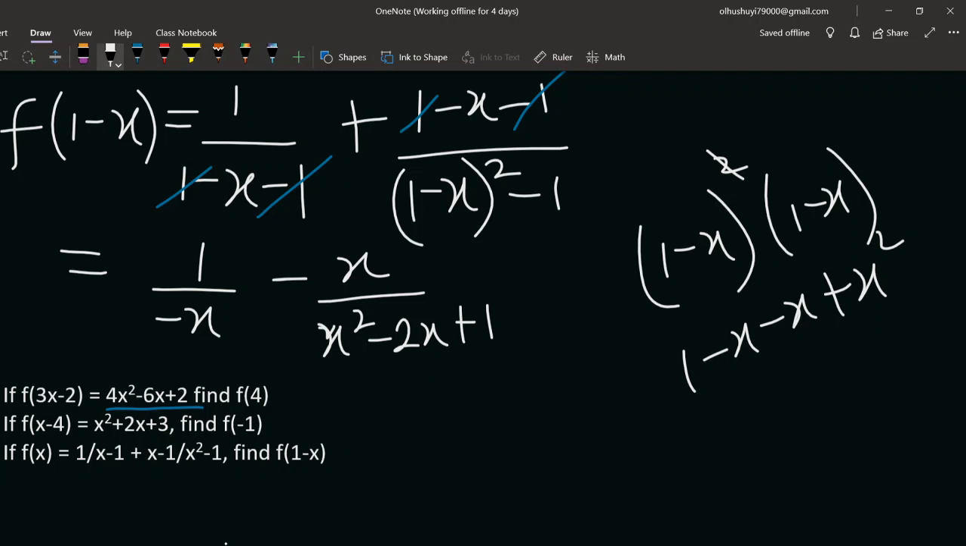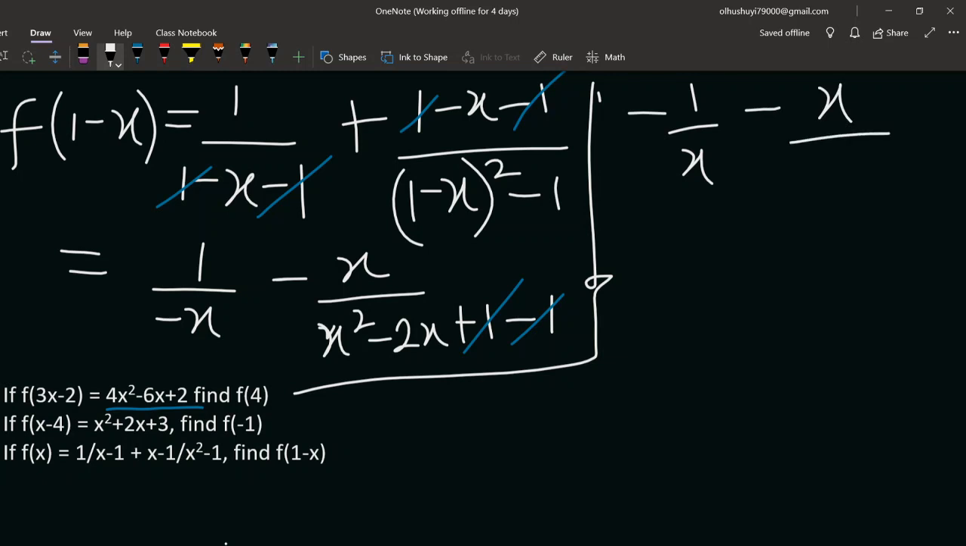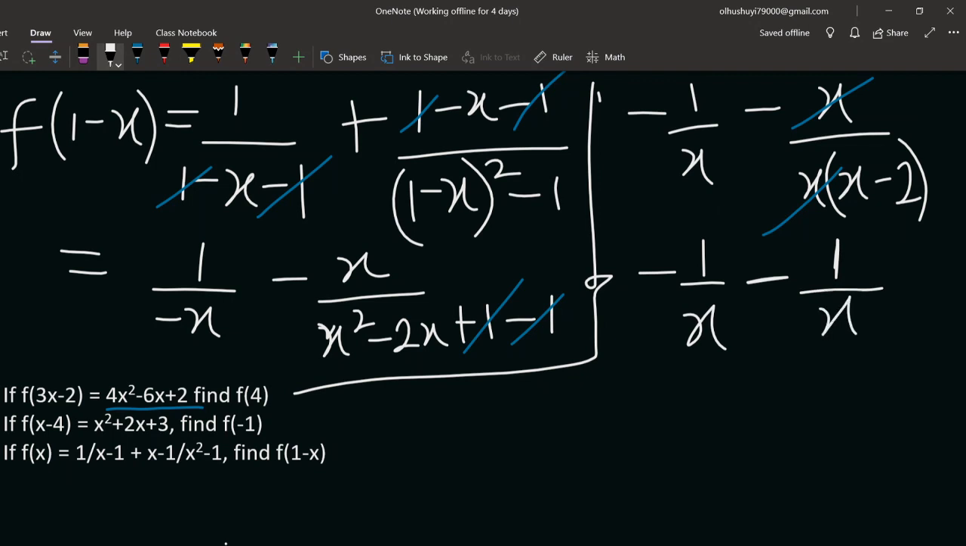So there's already a minus 1 here too, then minus 1. So this and this will go. Do you get that? So I can now say I have this. Let me manage this side. So I have minus 1 over x minus x upon x open bracket x minus 2. Yeah, you can factor out x at the denominator there such that this and this will go. So back I'll be having minus 1 upon x, then minus 1 over x minus 2. So this is what I have as my f of 1 minus x.